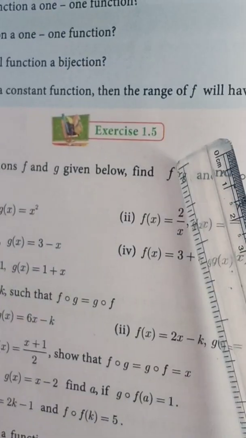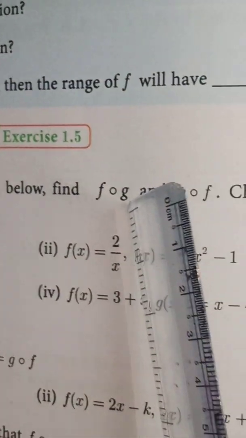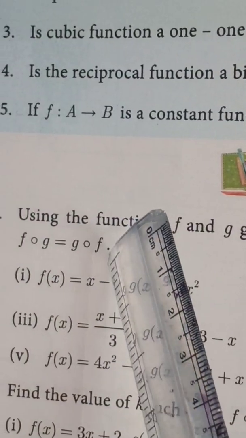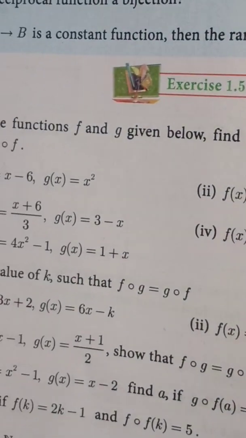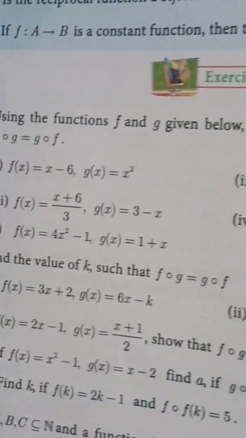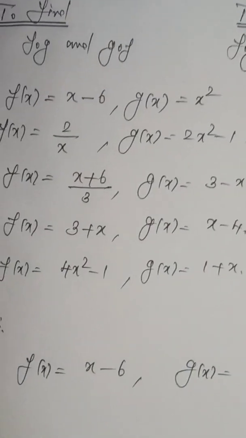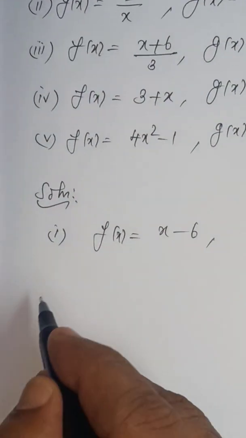Exercise 1.5, problem number 1. Using the functions f and g, only two functions, we have to find f dot g and g dot f. At the same time, we have to verify whether f dot g and g dot f are equal. We have to verify, not show what is given. We have to verify whether they are equal or not. Totally 5 subdivisions are there. Subdivision number 1.